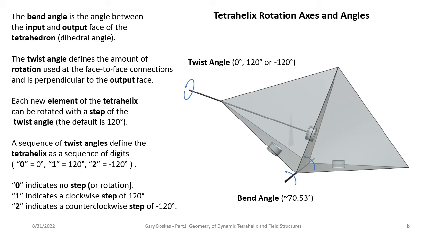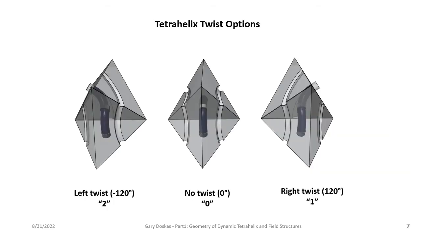A sequence of twist angles defines the tetrahelix as a sequence of digits. 0 indicates no step or rotation. 1 indicates a clockwise step of 120 degrees. 2 indicates a counterclockwise step of -120 degrees. Tetrahelix twist options: 2 indicates a left twist of -120 degrees. 0 indicates no twist. 1 indicates a right twist of 120 degrees.